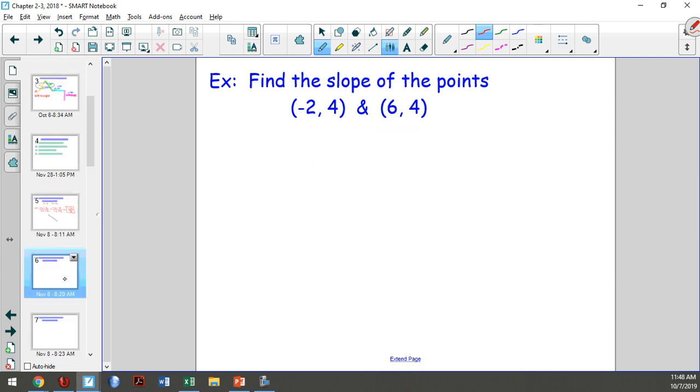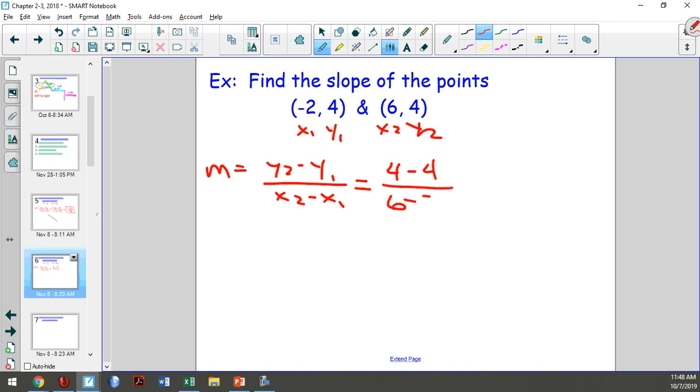Next, same exact concept. I give you 2 points. Find the slope. So what do I do first? Label them. So here's X1, Y1, X2, Y2. And write your slope. Y2 minus Y1 over X2 minus X1. So that's 4 minus 4 over 6 minus -2. What is 4 minus 4? 0. Minus a negative is a?